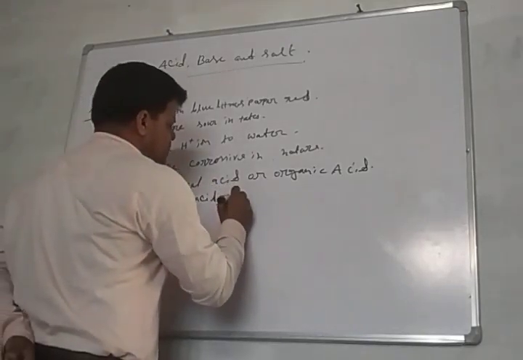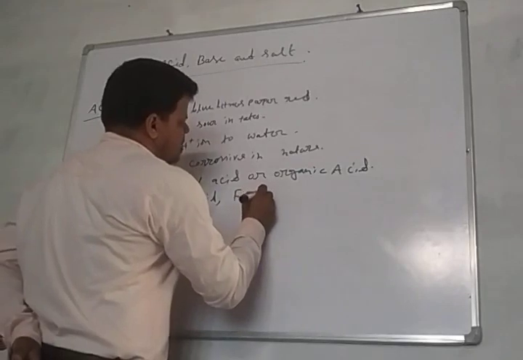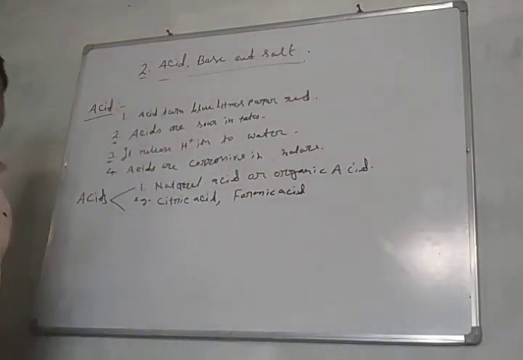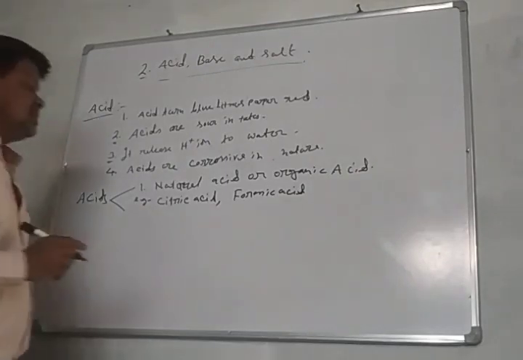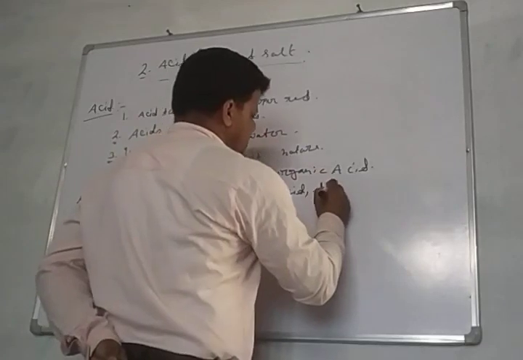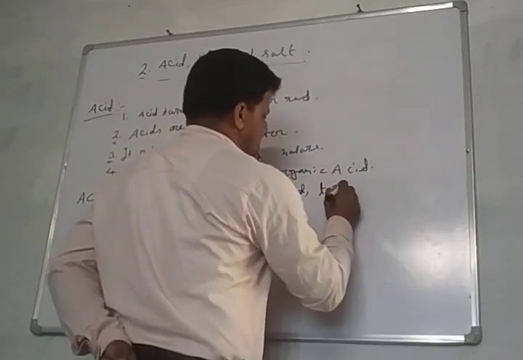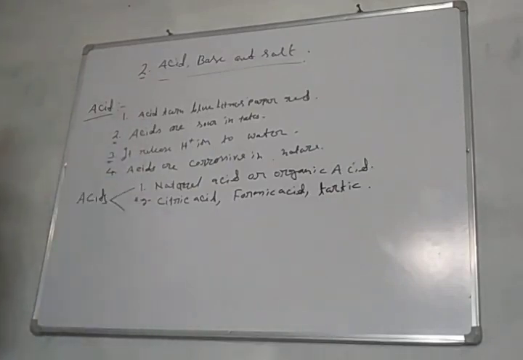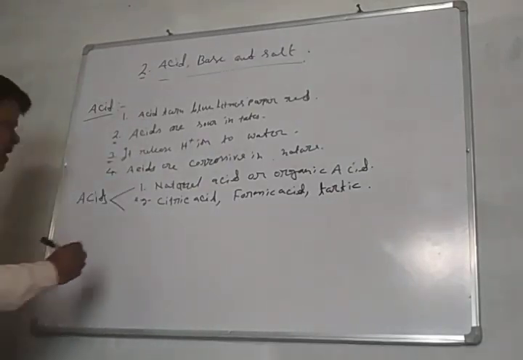Formic acid is found in the sting of an insect. Formic acid and tartaric acid. Different kinds of organic acid are there. These are the examples of organic acid or natural acid.